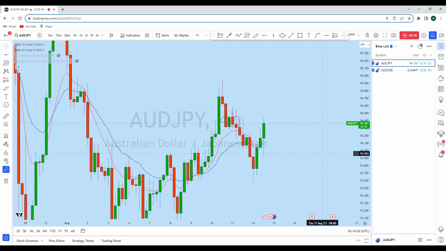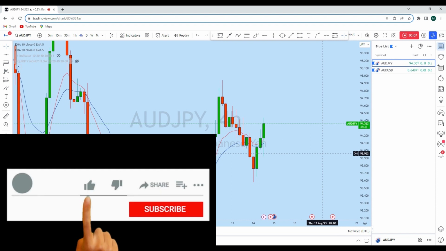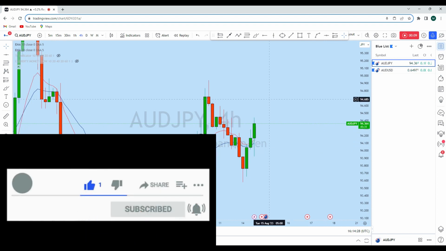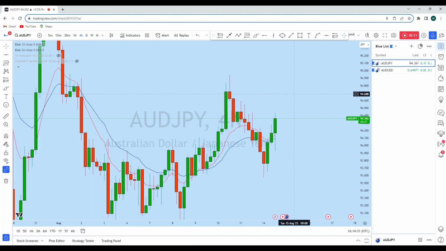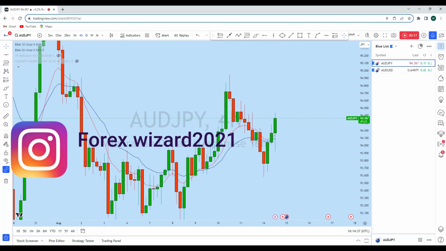Hello trader, I'm going to do a complete multi-time frame analysis on Aussie yen and AUD USD. Let's see what kind of trading opportunity we currently have in these instruments. From the lower time frame, we can see that AUD USD and AUDJPY are currently showing significant trading opportunity.